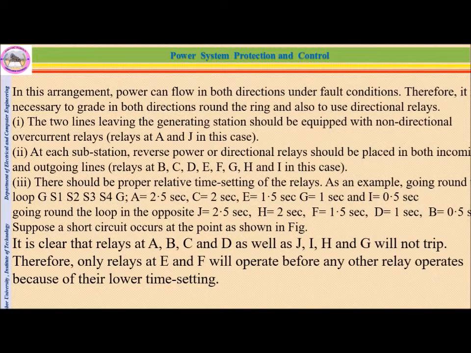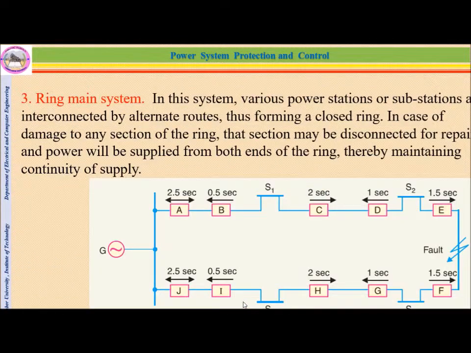So it is clear that relays at A, B, C, and D as well as J, H, and I will not trip. Therefore, only relays at E and F will operate before any other relay because of their lower time setting. You can look at this in the fourth example. In this direction, it goes from 2.5 to 1.5, so the minimum setting is E. In this direction, also 2.5 to 1.5, so the minimum value is this one. So in order to clear these faults, relays E and F must trip at the same time because of the low time setting.